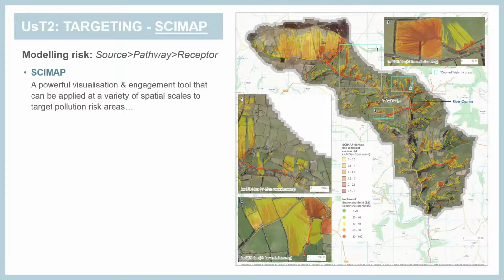Another risk modelling tool that we use for targeting catchment management interventions is SCIMAP, which is a sediment erosion risk mapping framework. It's a powerful visualisation and engagement tool that can be applied at a variety of spatial scales to target pollution risk areas. In the main map here, you can see this being applied at a sub-catchment scale with very fine resolution digital terrain data. And it's a very powerful and very accurate tool for targeting erosion risk areas.